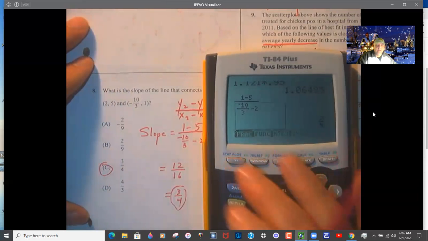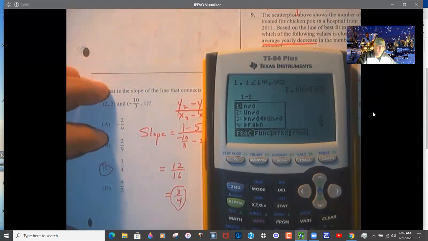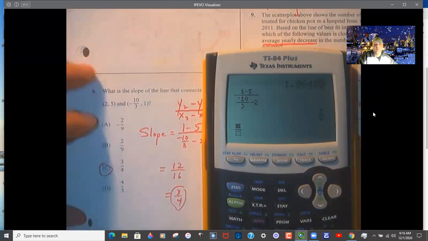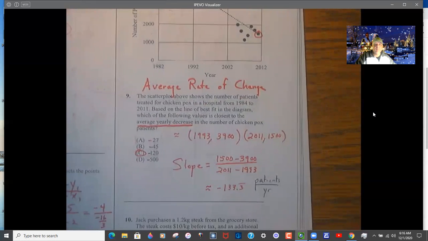So your alpha y equals will bring you to your fraction menu. And the n over d is what you use the most. That just puts a little box over a box wherever you need it. So that's a pretty important skill all the time, I think, on this.